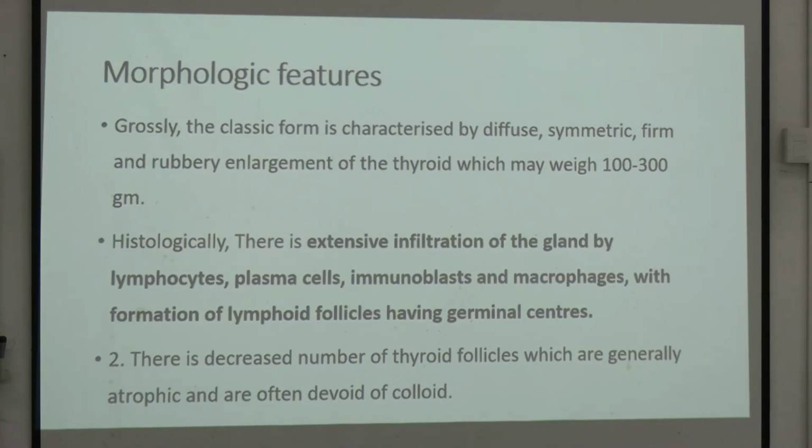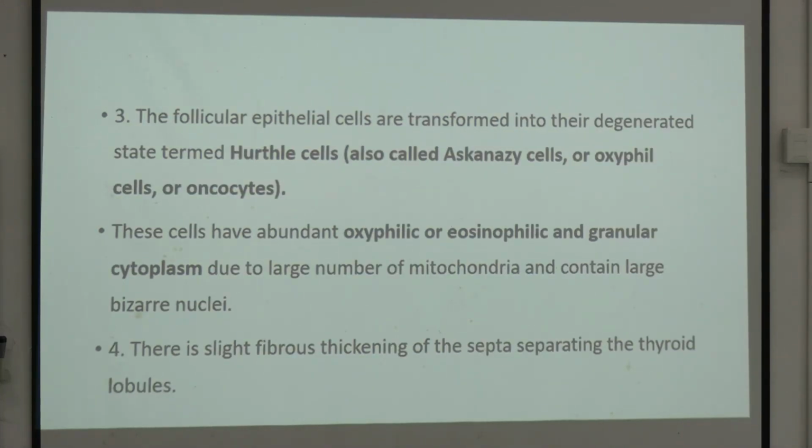Now, morphologic features. There is extensive infiltration of the gland by lymphocytes, plasma cells, immunoblasts, and macrophages with formation of lymphoid follicles having germinal centers, and presence of Hurthle cells, also called Askanazy cells or oxyphil cells or oncocytes. These cells have abundant oxyphilic or eosinophilic and granular cytoplasm due to a large number of mitochondria and contain large pleomorphic nuclei.